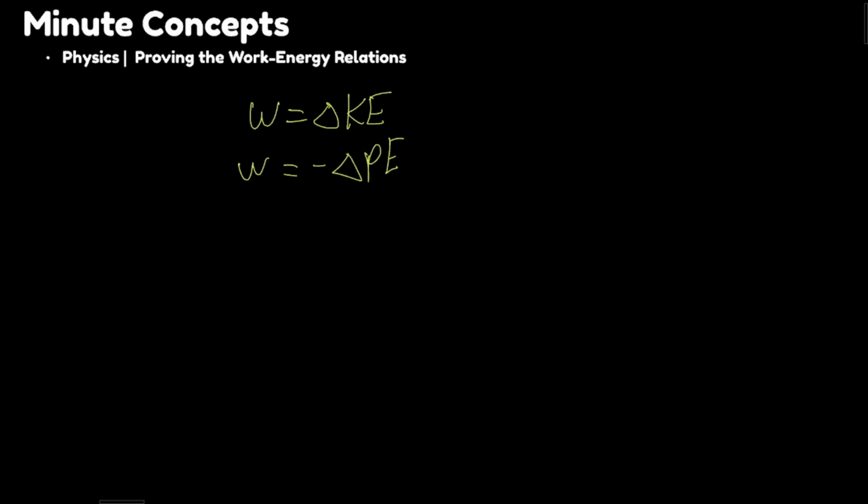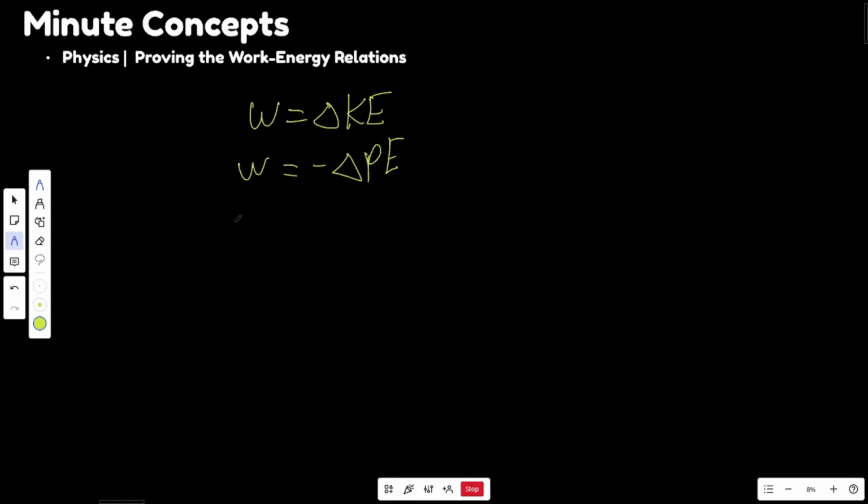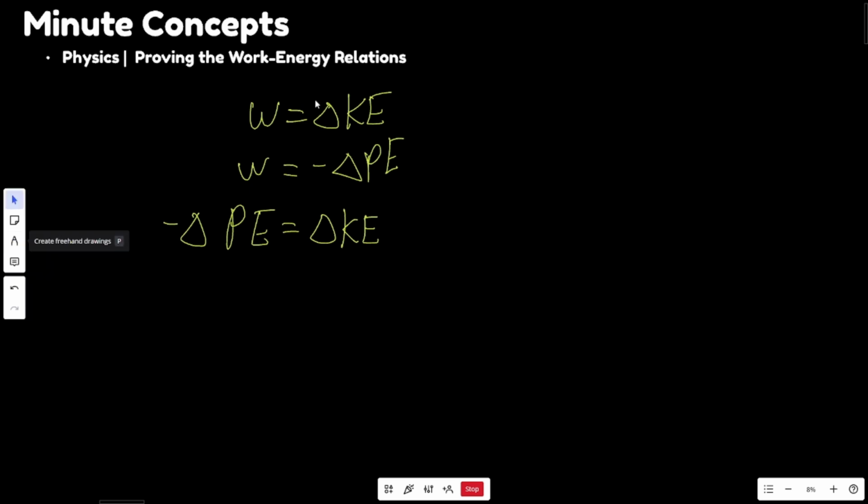Now, in the other video that I made, I think one or two videos back, we were able to discuss the conservation of mechanical energy. And from there, we can actually prove another work energy relation, by proving that the negative change in PE is equal to the change in KE. So without further ado, let's get to solving and proving the first equation.